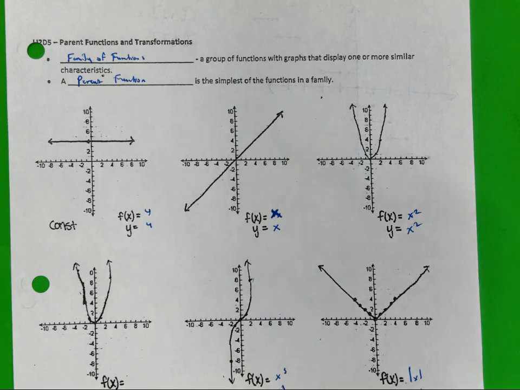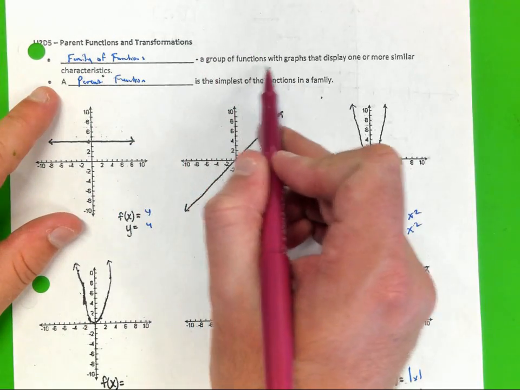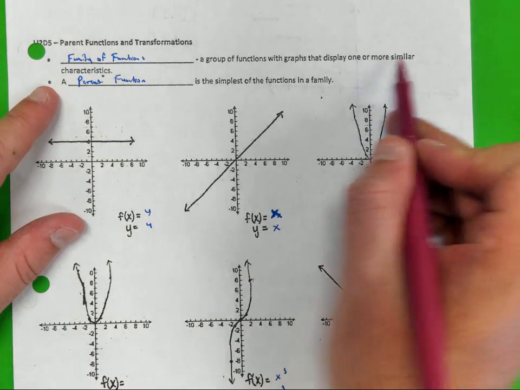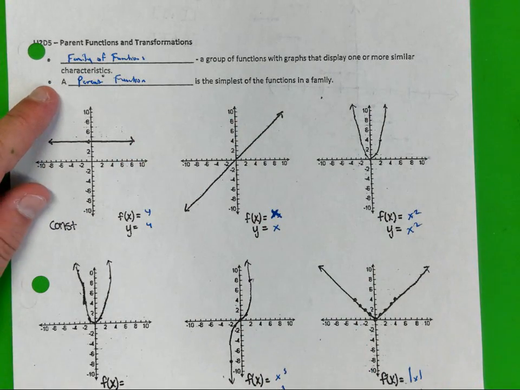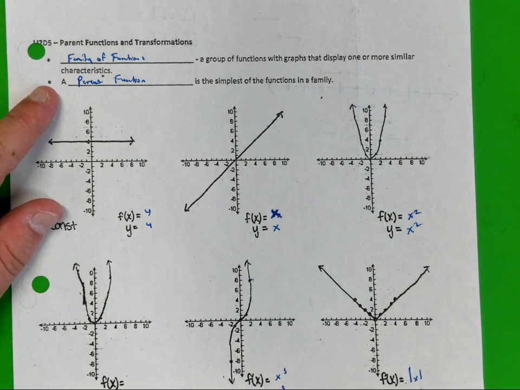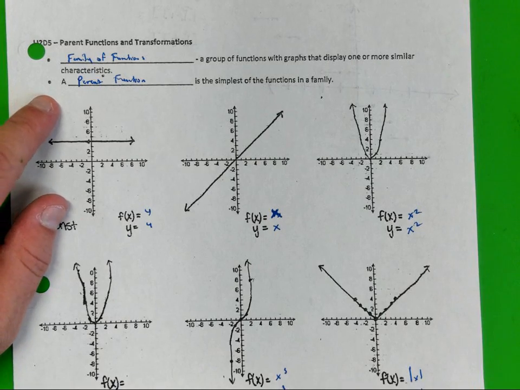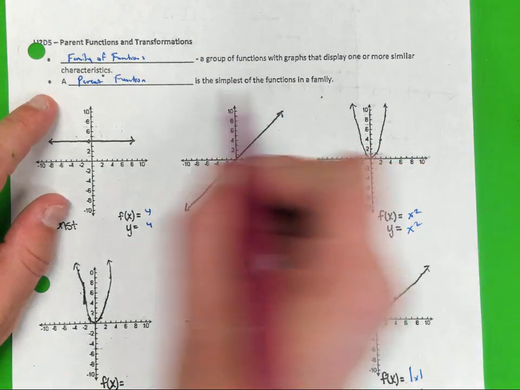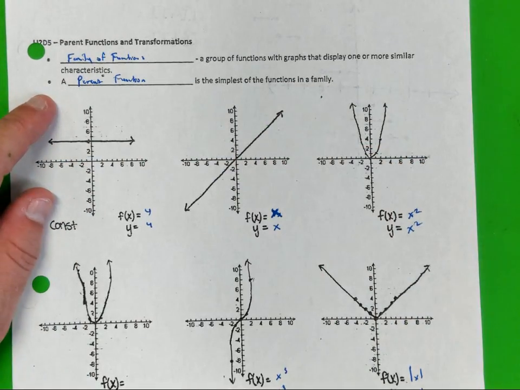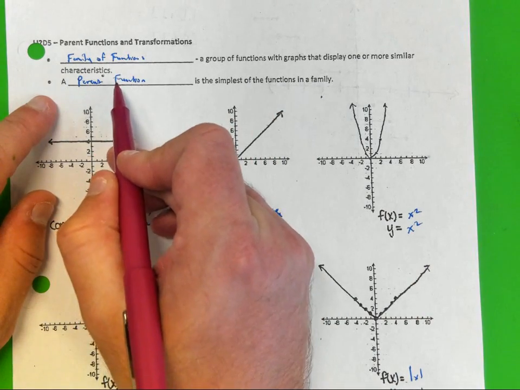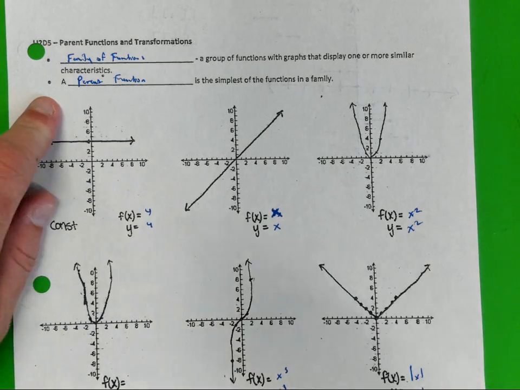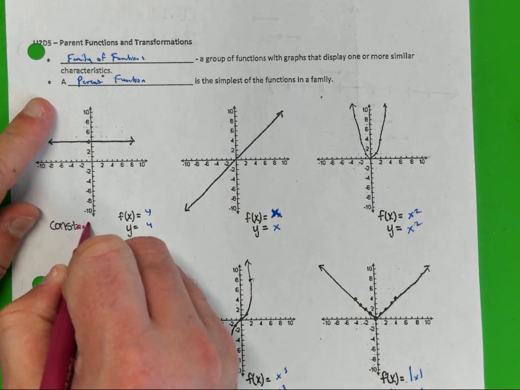Blank is a group of functions with graphs that display one or more similar characteristics. That's called a family of functions. And in the family, the simplest of the functions is called the parent function. I call that the mama function. That's the parent function. So family of functions, parent function.